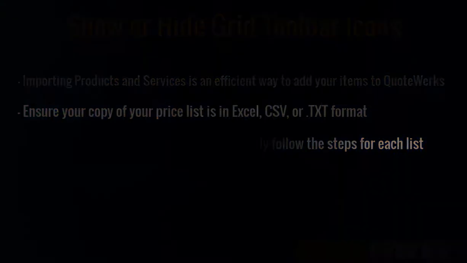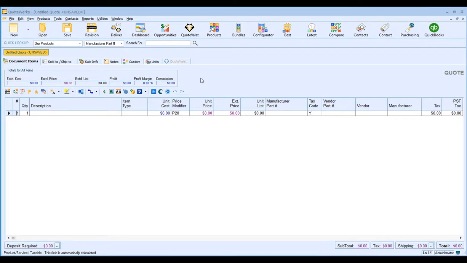So let's get started. The first thing you'll want to do is log into QuoteWerks as a user with master rights or as the administrator. Next, we want to notice where the Grid Toolbar is. The Grid Toolbar is directly above where your line item information would be in QuoteWerks. As you can see, there's quite a few icons on here, so there's a lot of shortcuts and buttons available to be used. So you can customize which of these features are important for you and simply hide the ones you don't need or you're not going to use. And this is specified on a per user basis.